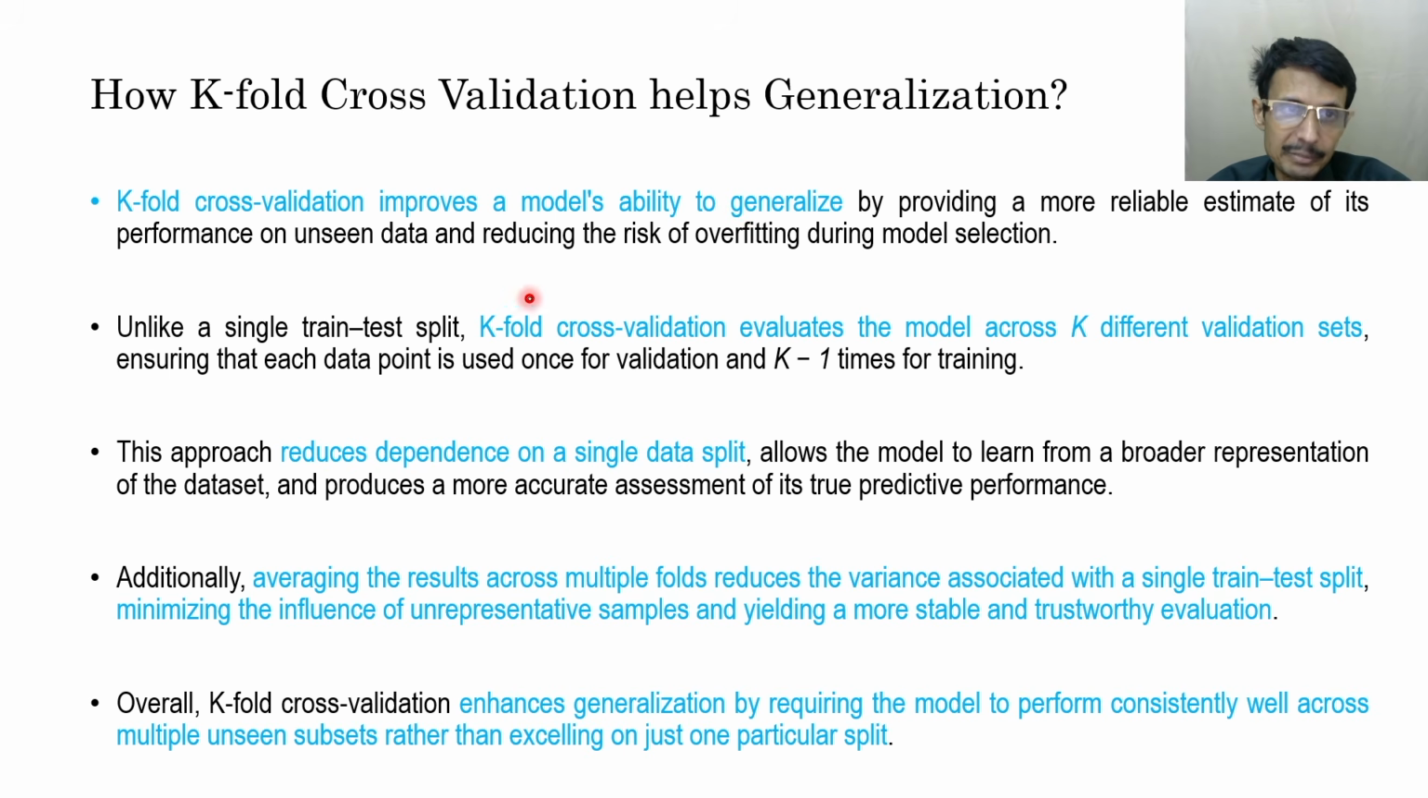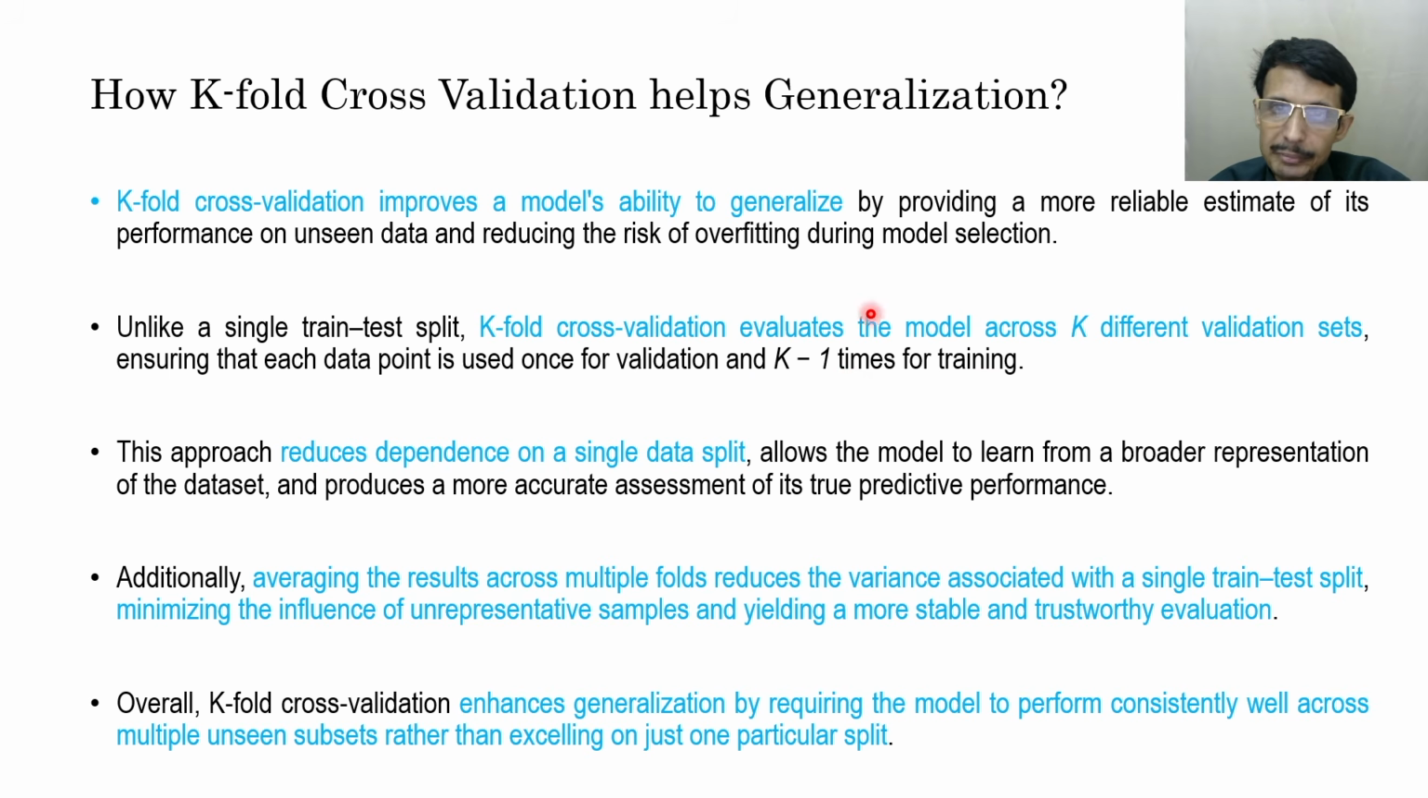Now, what is happening here? Unlike a single train-test split, k-fold cross-validation evaluates the model across k different validations. So k times it is trained and tested on k different validation sets, ensuring that each data point is used once for validation and k minus 1 times for training.